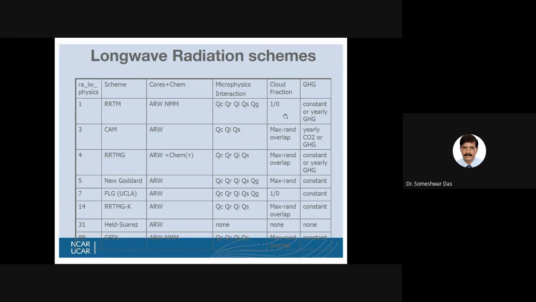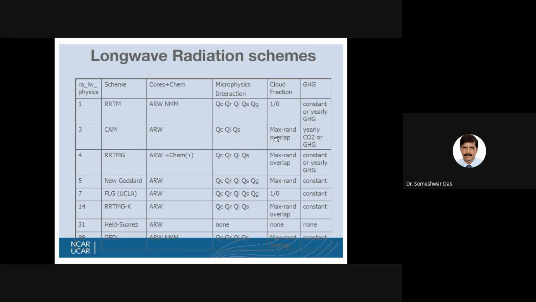So in this scheme, it is constant or fixed, like it is used from the climatology, the yearly value of the greenhouse gases. Okay, so this is the thing. You choose this option for RRTM, then these are the things you are going to get. Similarly, if you choose option 3 for CAM, the Community Atmospheric Radiation, which is available only in the ARW model, then you are going to interact with the cloud water, cloud ice, and snow. And then in this case, for the cloud fraction, you are going to have maximum random overlap.